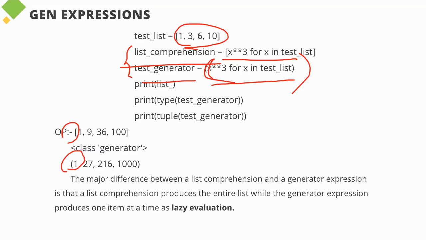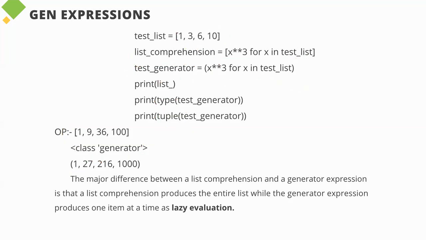If you check the type of the test generator, it gives the class generator, and to print it you have to convert the object into a tuple and then print it. So this is how a generator expression works. It's the same as list comprehension, but as a generator expression.